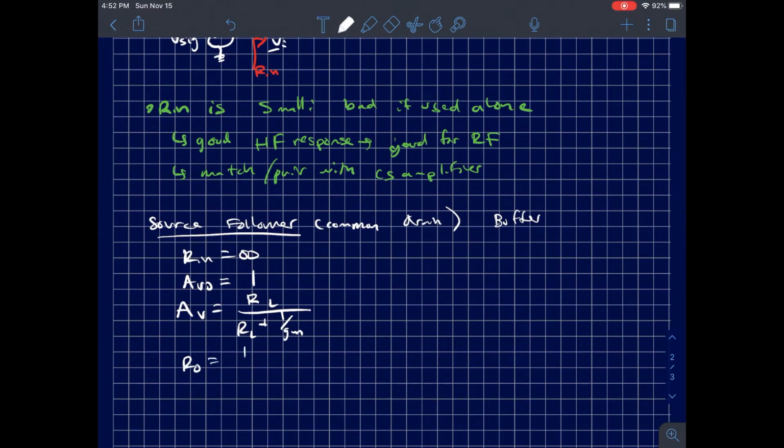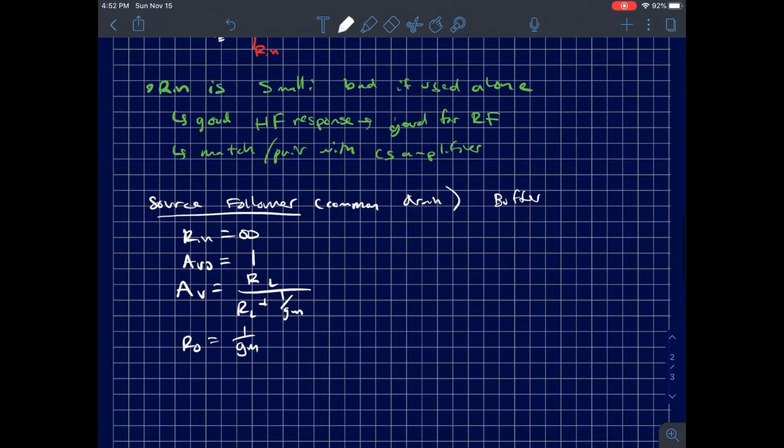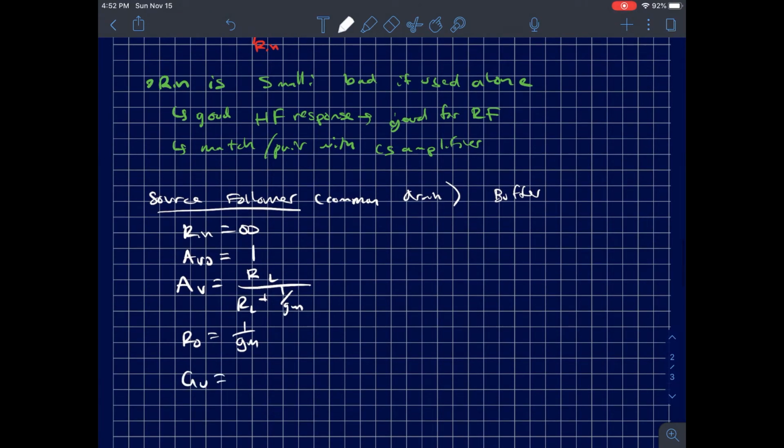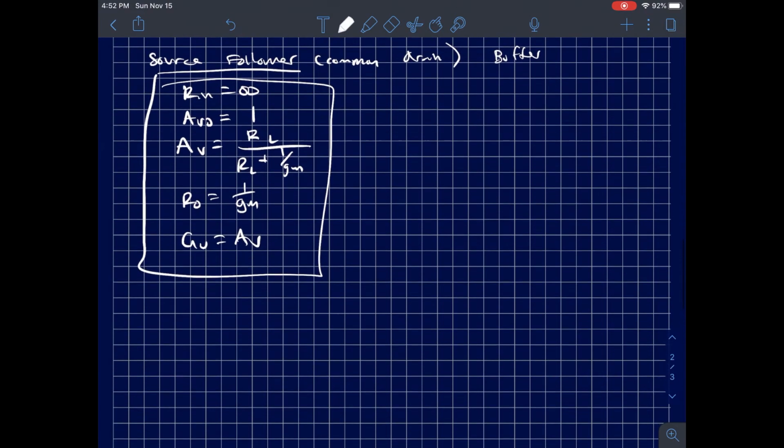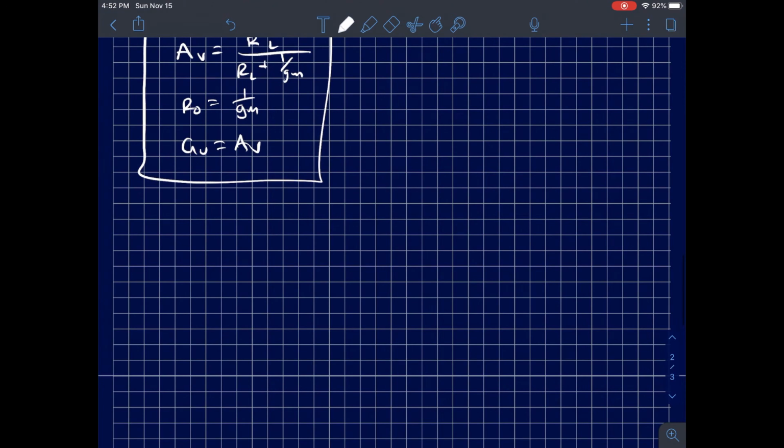The output resistance is 1 over gm, and Gv is equal to Av. So those are the characteristics of this. Let's talk briefly about real amplifiers.